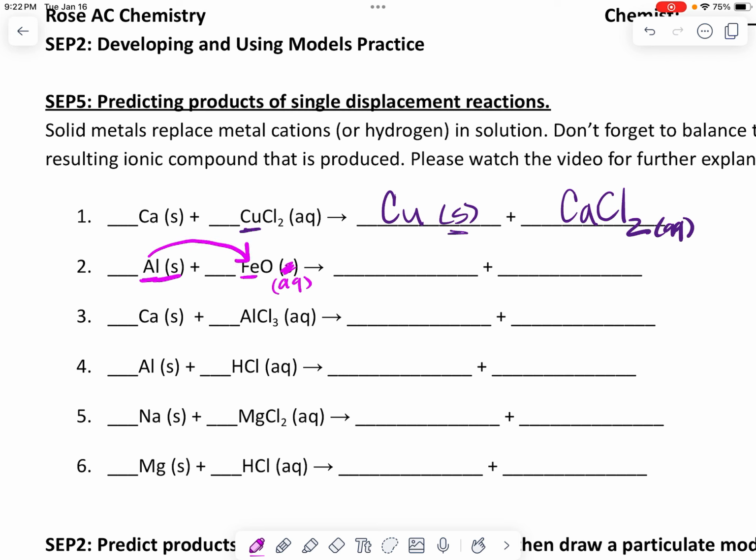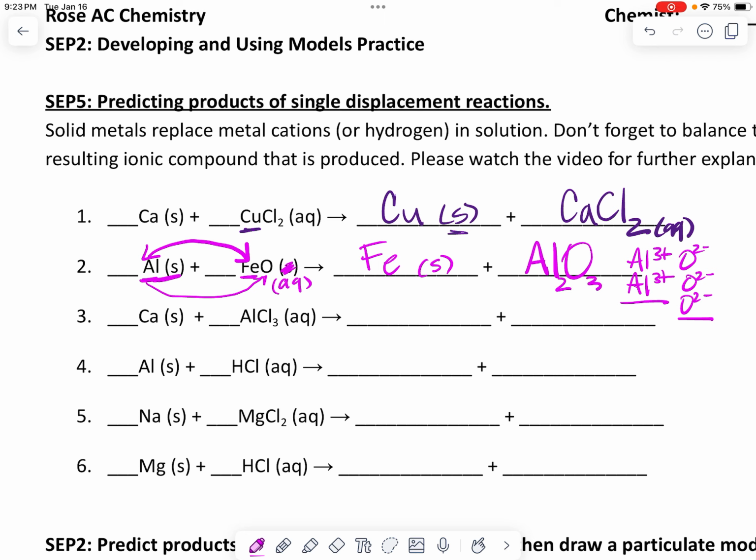So our aluminum and our iron will switch. So our iron will come out of solution. There is no charge here because it's not an ion, so solids don't have a charge. And then my aluminum will go into the solution with the oxygen. I will always write my metal cation first, followed by the non-metal anion. Again, just like we did in the last one, we have to think about the charges there. So Al3+, and then O2-. Remember, 2 and 3 meet happily at 6. So I will need 2 of my aluminum 3+ and 3 of my oxides. So Al2O3 is my formula. And again, this is aqueous.